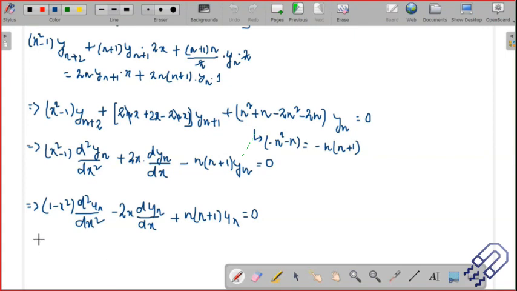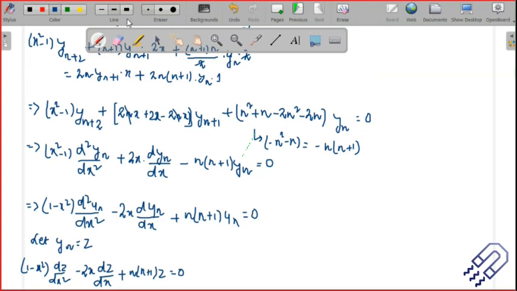Just to make things a bit simpler, let yn is equal to z, because that expression says about only one variable. So I have to write it down in the Legendre's differential equation form exactly: (1 minus x square) d square z divided by dx square, minus 2x dz divided by dx, plus n into (n plus 1) into z is equal to 0. If we have this expression, we know what the solution is. The solution to this equation is nothing but z is equal to c Pn(x).